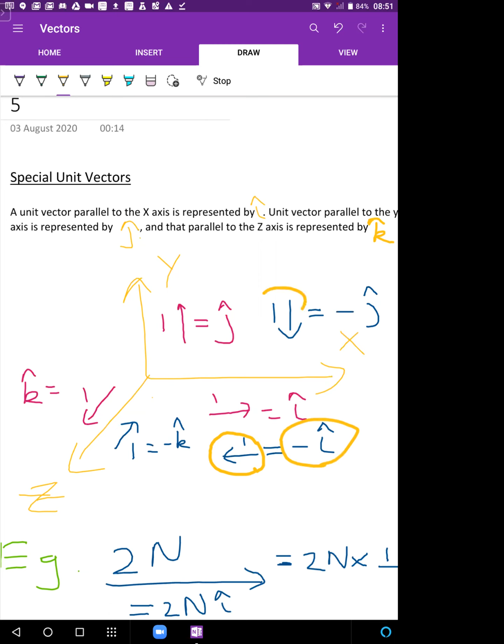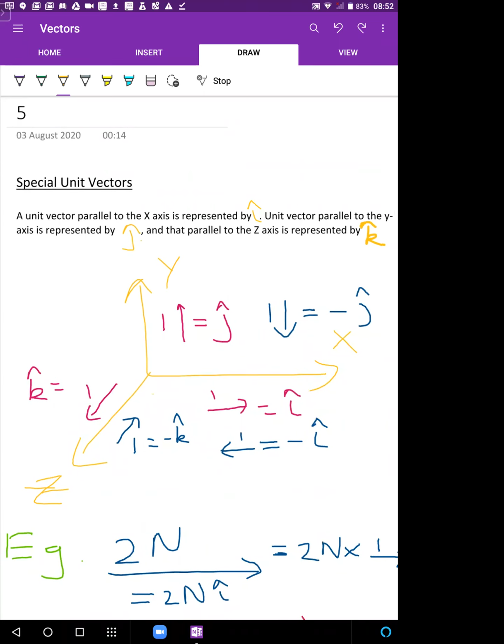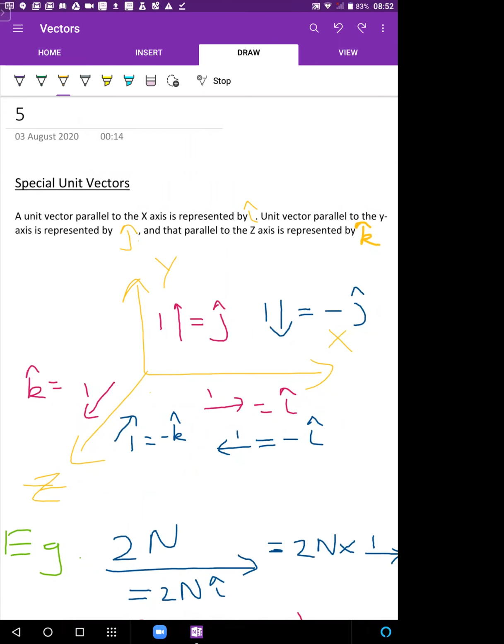Similarly, one opposite y gets the name minus j cap, because that's opposite positive j cap. Similarly, one opposite my z-axis gets the name minus k cap. So all of a sudden, instead of 3 vectors, now we have 6 unique names: i cap, minus i cap, j cap, minus j cap, k cap, minus k cap, which represent unit vectors along x, negative x, y, negative y, z, negative z.